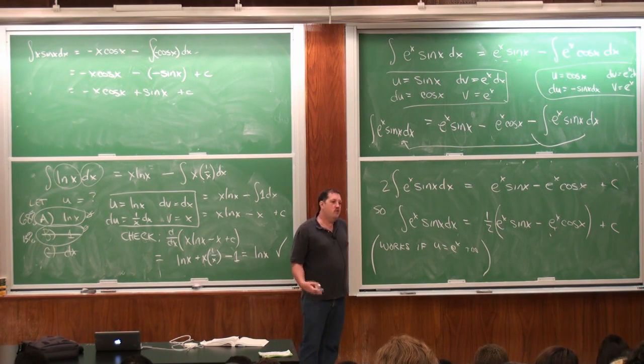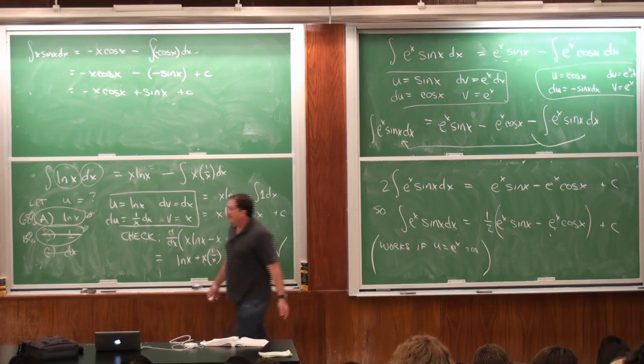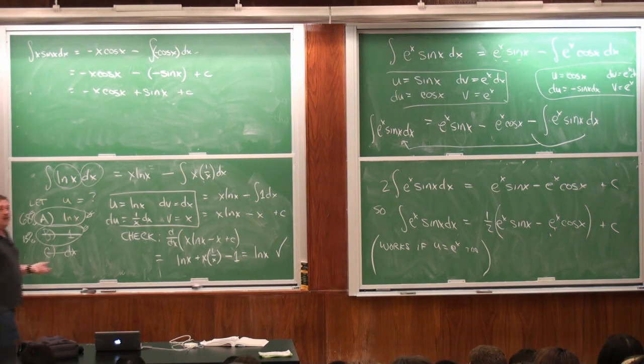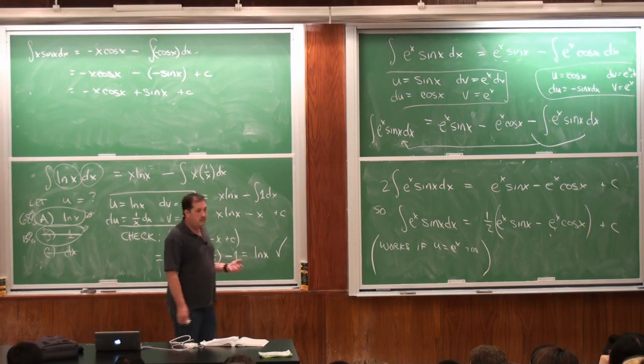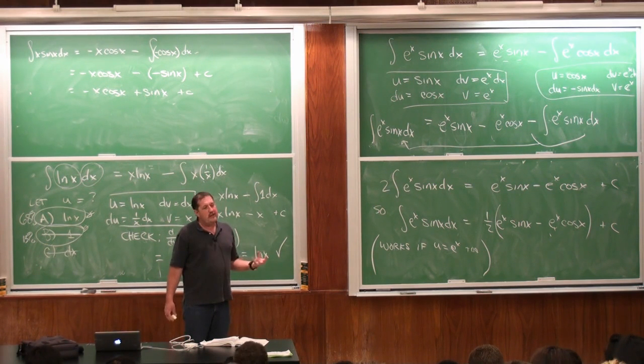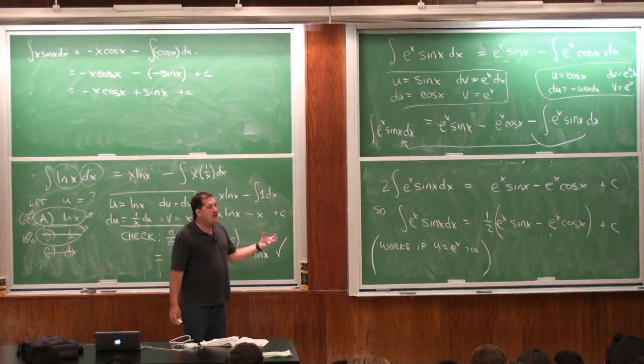I mean, it's sort of reasonable. So the rule is, instead of simpler, how about not worse? Because if it's always going to be the same, then you get back where you started. So there is an order. Essentially, the thing that you want to try letting your u be first is the ugliest thing that gets better when you take the derivative of it.